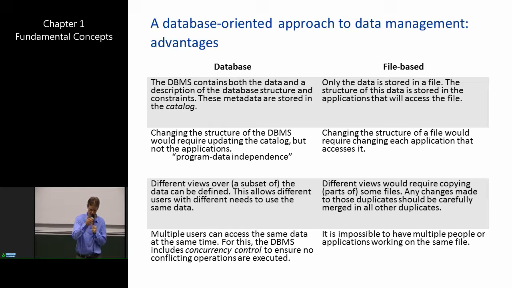DBMSs or databases have program data independence. In a file-based approach, you have program data dependence. In a database approach, you can have the idea of views, which you do not have in the file-based approach. In the database approach, you have facilities for concurrency control, which you do not have in the file-based approach.